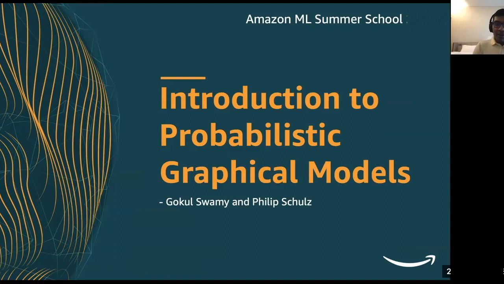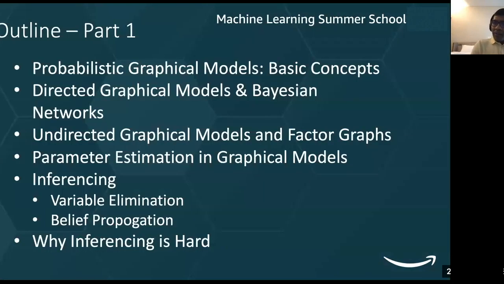This will be a two-part session, with the first part covering the basics and the second part involving more advanced concepts. Moving on, we will start off with a basic introduction to probabilistic graphical models along with some real-world applications. We will then move on to discuss directed graphical models and Bayesian networks. Following this, we will touch upon undirected graphical models, factor graph, and also discuss this in the context of Markov networks. Subsequently, we will discuss how to do parameter estimation in graphical models and also discuss the inferencing problem. We will close out the first part with a discussion on why inferencing is hard.